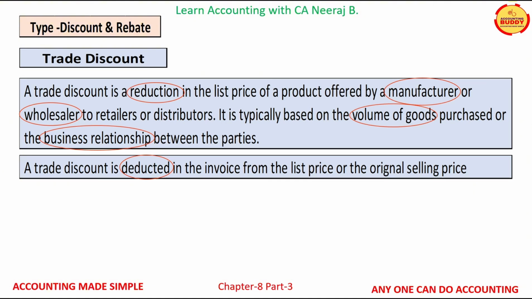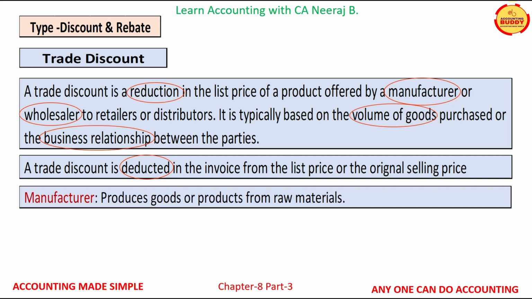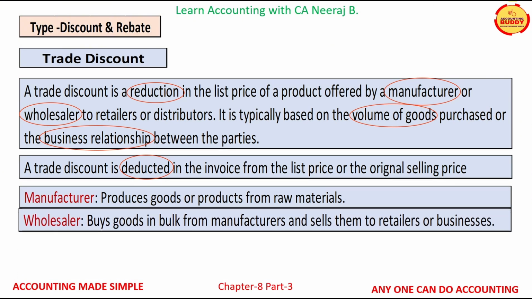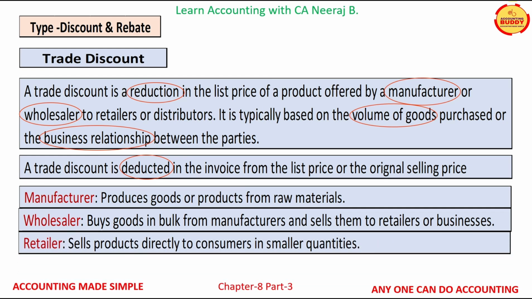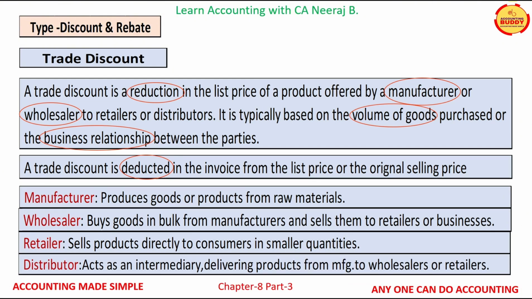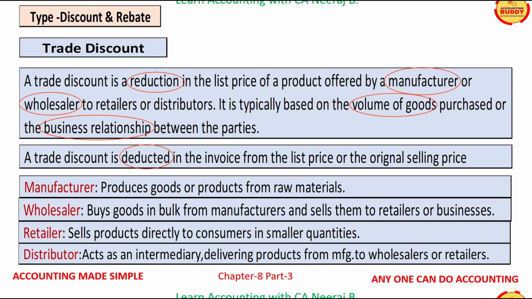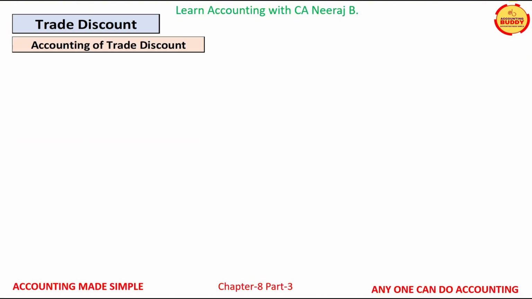Let us learn about the complete cycle from start till end for the flow of goods. Manufacturers produce goods or products from raw material. Wholesalers buy goods in bulk from manufacturers and sell them to the retailer or the businesses. Retailers sell products directly to the consumers in smaller quantities, and distributors act as an intermediary delivering products from manufacturers to wholesalers or retailers. Let us understand the accounting of trade discount.